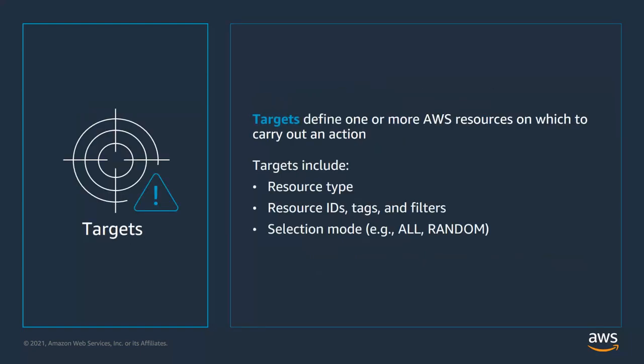Next, we have the targets. So those are basically one or more AWS resources which we're carrying out an action on. So we define targets when we create our experiment template. And we can use the same target for multiple actions within that same template. And they then include the resource type, the resources themselves, that could be the resource ID, using filters, tags, and so on. And then also the selection mode. So if we want to target all of them, or random selection, or a specific number.